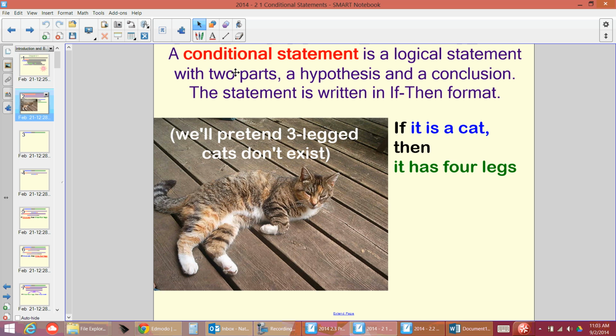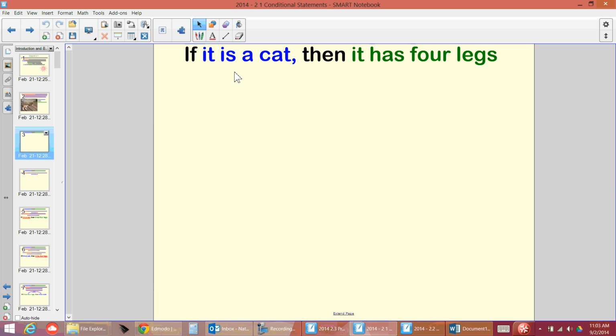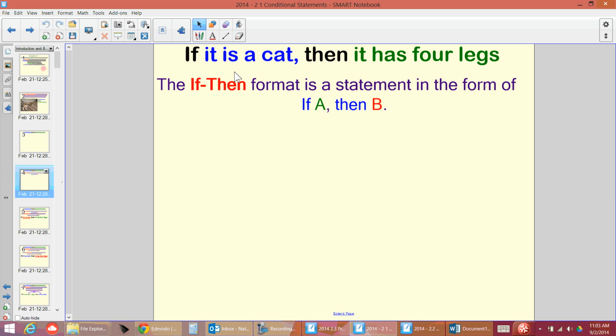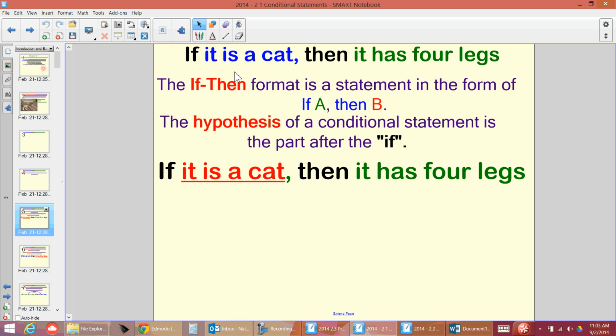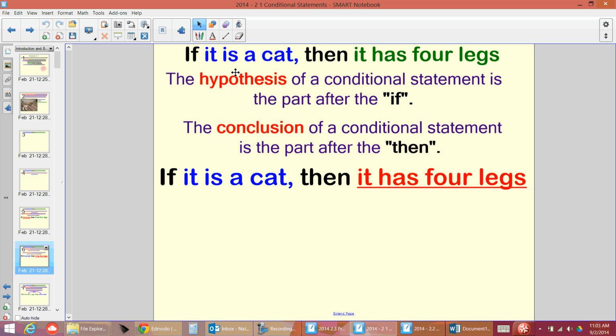To start off, we're going to talk about a conditional statement. A conditional statement is an if-then statement. If it is a cat, then it has 4 legs. It has to be logical. It has to start with if, and then the last part is then. The hypothesis is the first part, the if. If it's a cat, then it has 4 legs. The then is the conclusion. So if means hypothesis, then starts the conclusion.